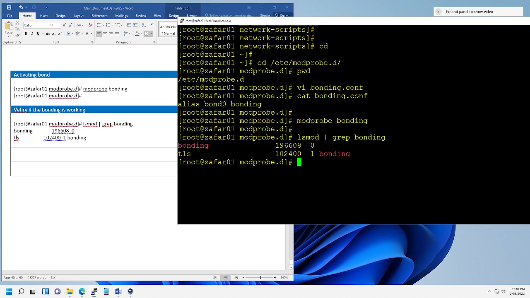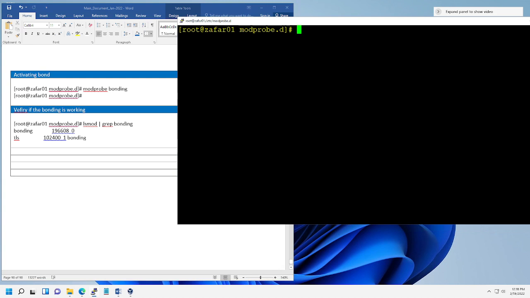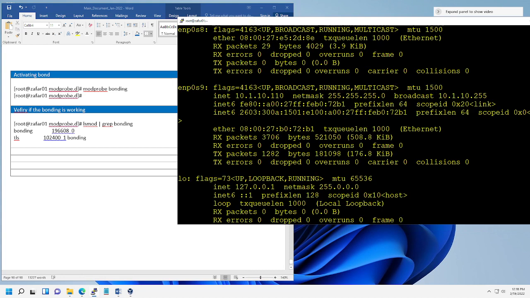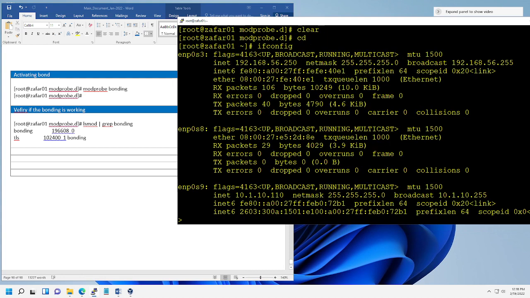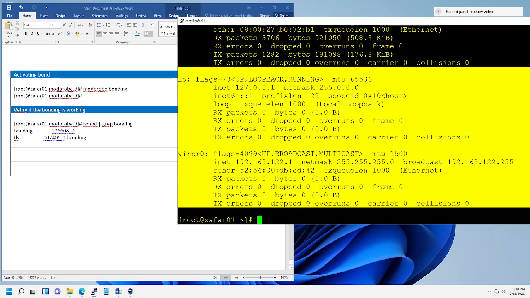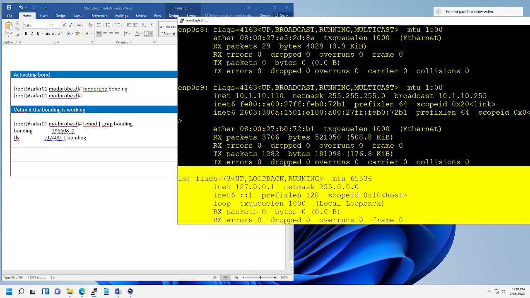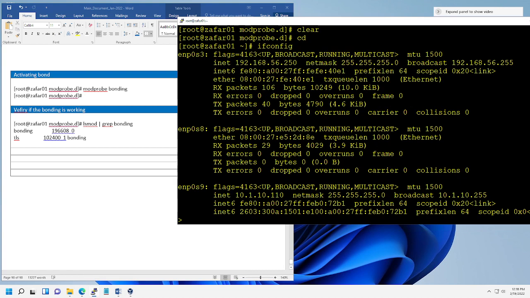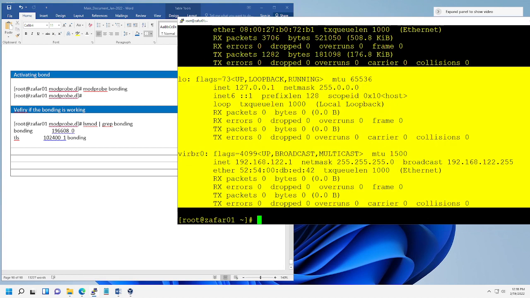Now, let me clear this. Let me go back here. I'm going to say ifconfig. All right. So we'll just concentrate on this. When you look at it here, we have this information: enp0s3, enp0s8, and then enp0s9. So most of the time you don't have to deal with enp0s9, okay? And these are the other ones, loopback. You don't have to worry about them in real world scenario, okay? So now I'm going to restart the network and see if it's going to work.